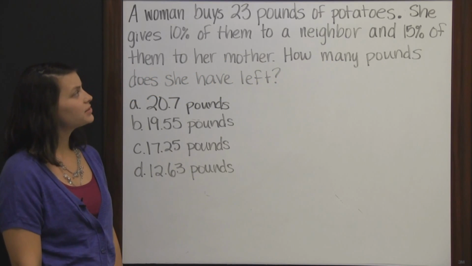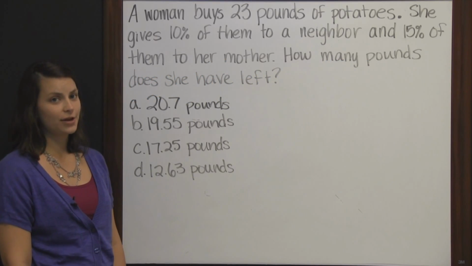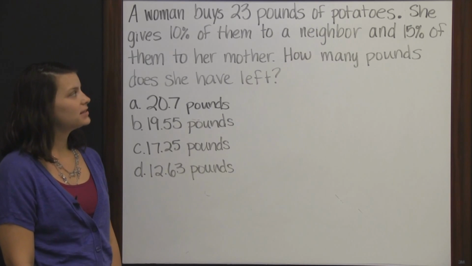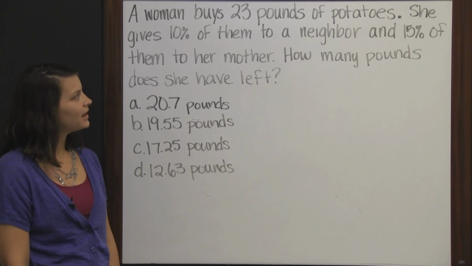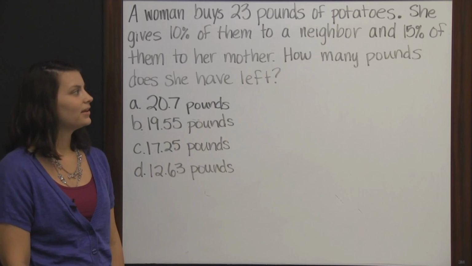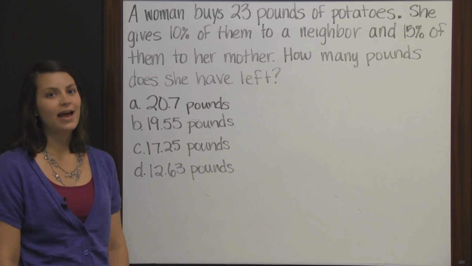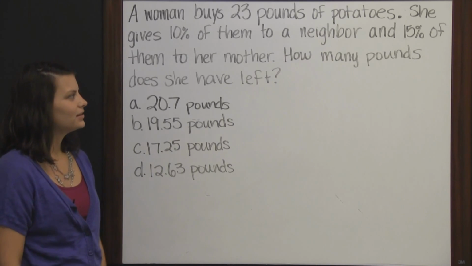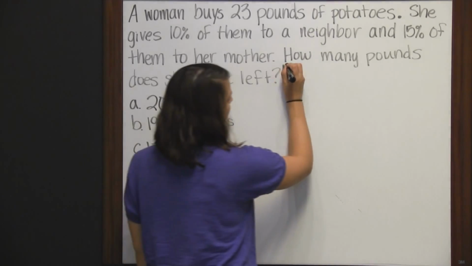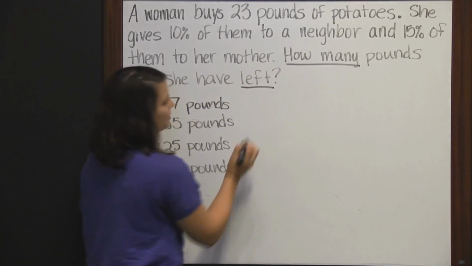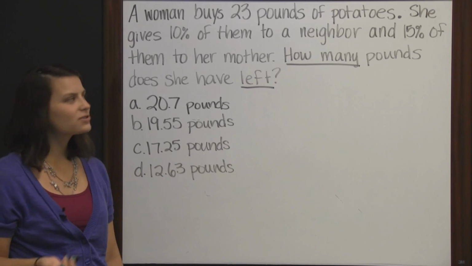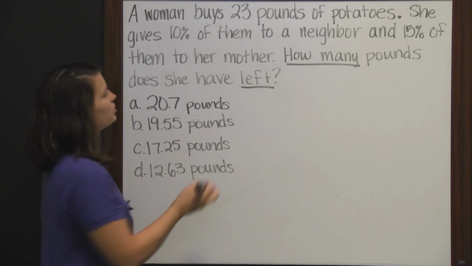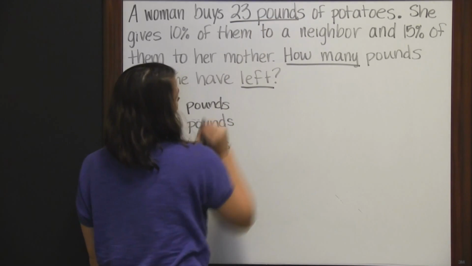A woman buys 23 pounds of potatoes. She gives 10% of them to a neighbor and 15% of them to her mother. How many pounds does she have left? So this phrase, how many left, tells us that we're going to need to subtract. But subtract what? She starts out with 23 pounds.